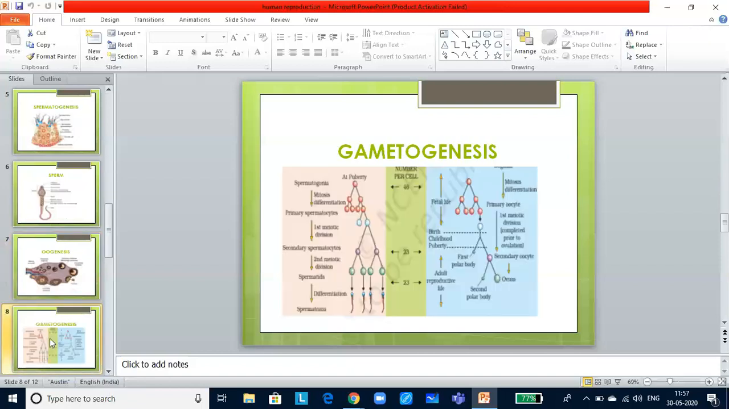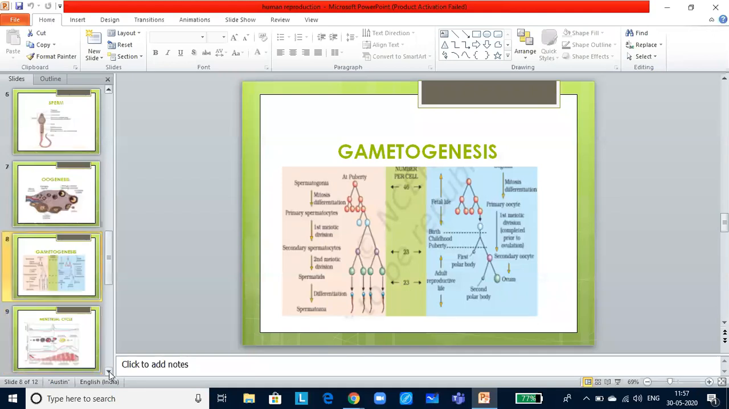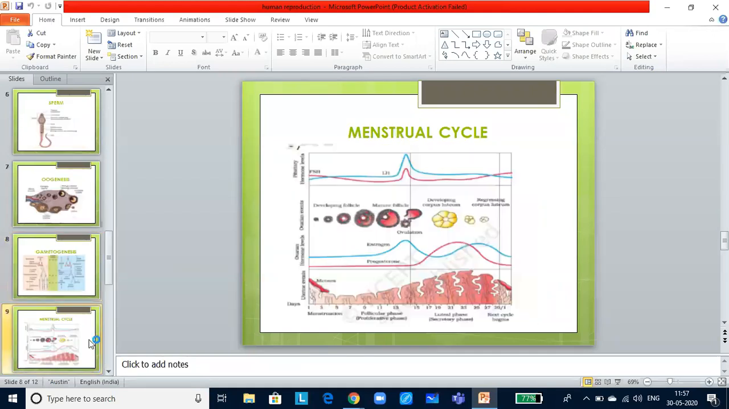If you look at gametogenesis, this is the number. This is very important, children, for you to understand what is happening. So you have to know the number. They can ask you this diagram, either this or this, and ask you to identify the number of chromosomes at each level. So from the diploid, you are going to see how haploid gametes are formed.